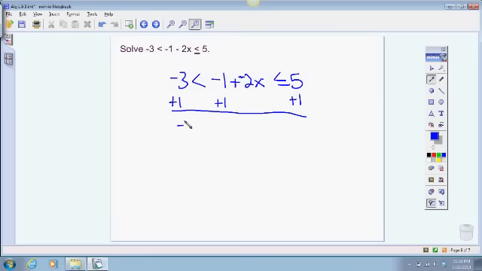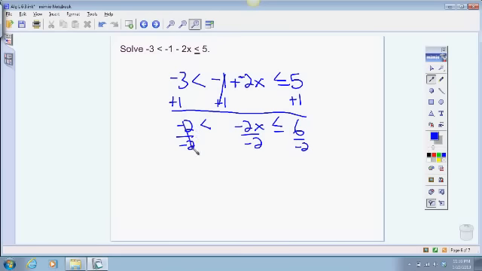Negative 3 plus 1 is a negative 2, and we're not multiplying or dividing, so we'll just bring our inequality symbol straight down. 5 plus 1 is 6. Okay, not there yet. We're solving for x. So what do we have to get rid of? Our negative 2. Since it's negative 2 times x, we will divide both sides by a negative 2.